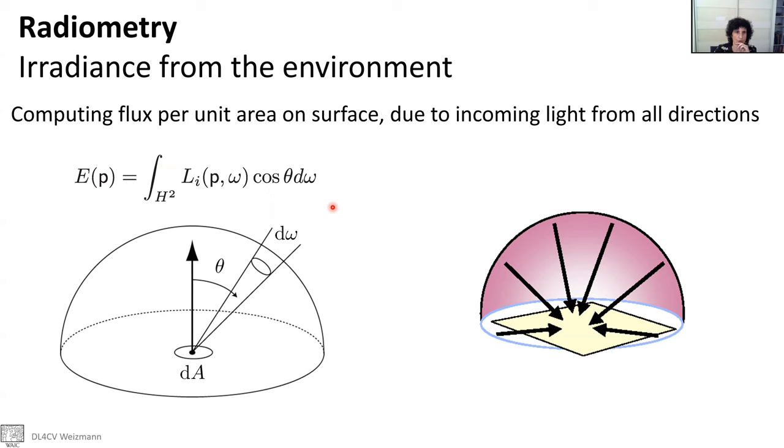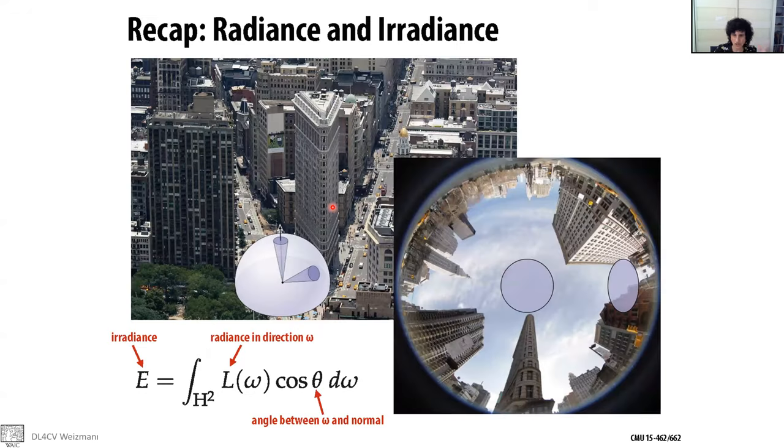Okay, let's move on. So this is just an illustration. When you sit here and you look at the sky and you want to understand how much energy you get, this is exactly what we had before. We have the radiance, we have the Lambert's law, the cosine between the normal and the direction, and that's what we see, okay?